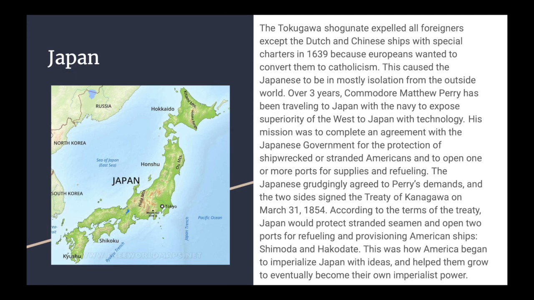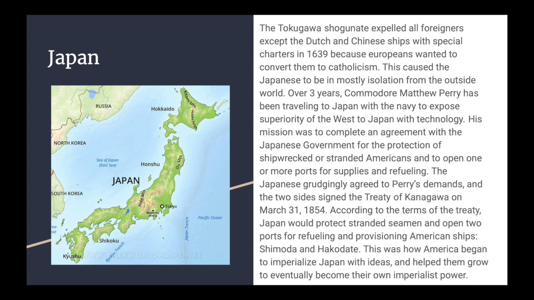Since 1639, the Tokugawa shogunate made Japan an isolationist country by expelling all outsiders except for some Dutch and some Chinese. There were stories for how stranded Americans got harshly treated by the Japanese, and over 3 years, Commodore Matthew Perry traveled to Japan and back to the U.S. to create bonds and expose them to their technology.